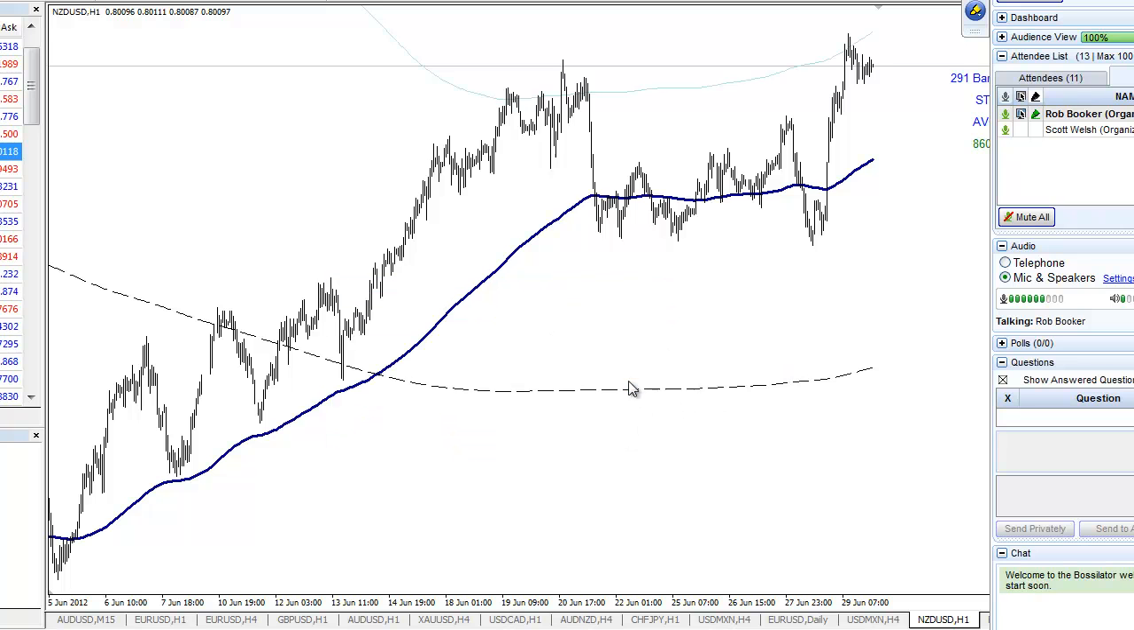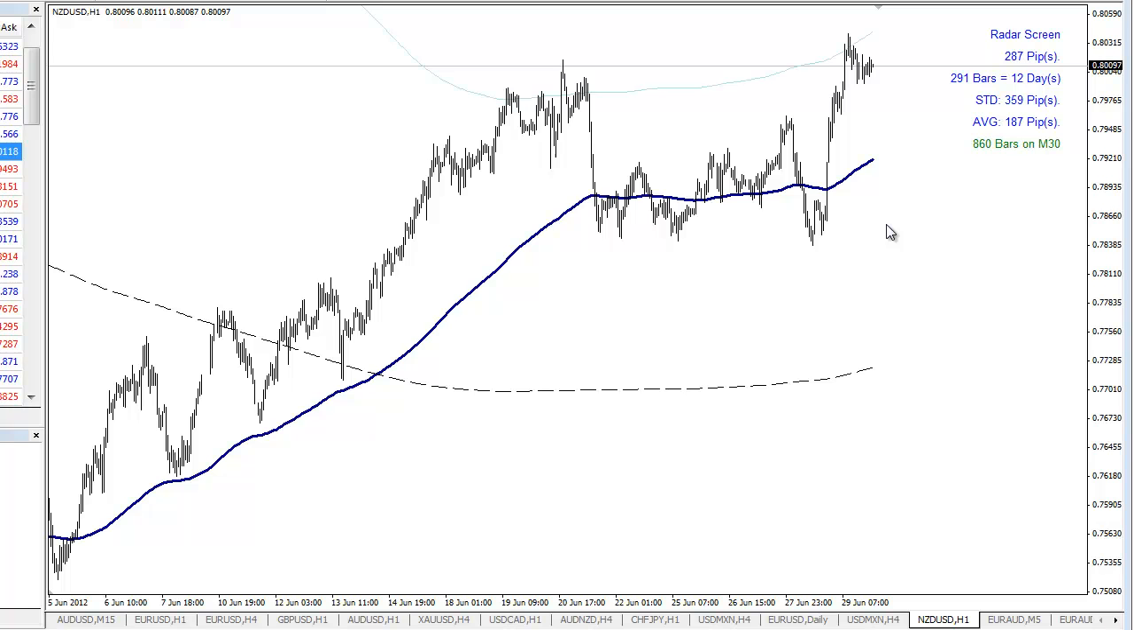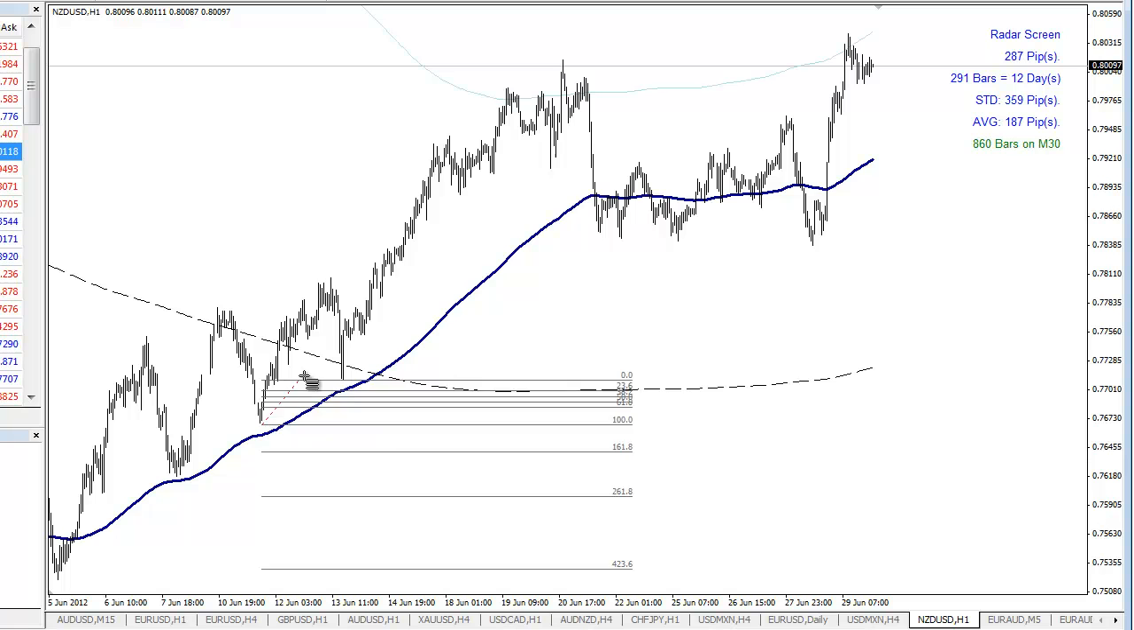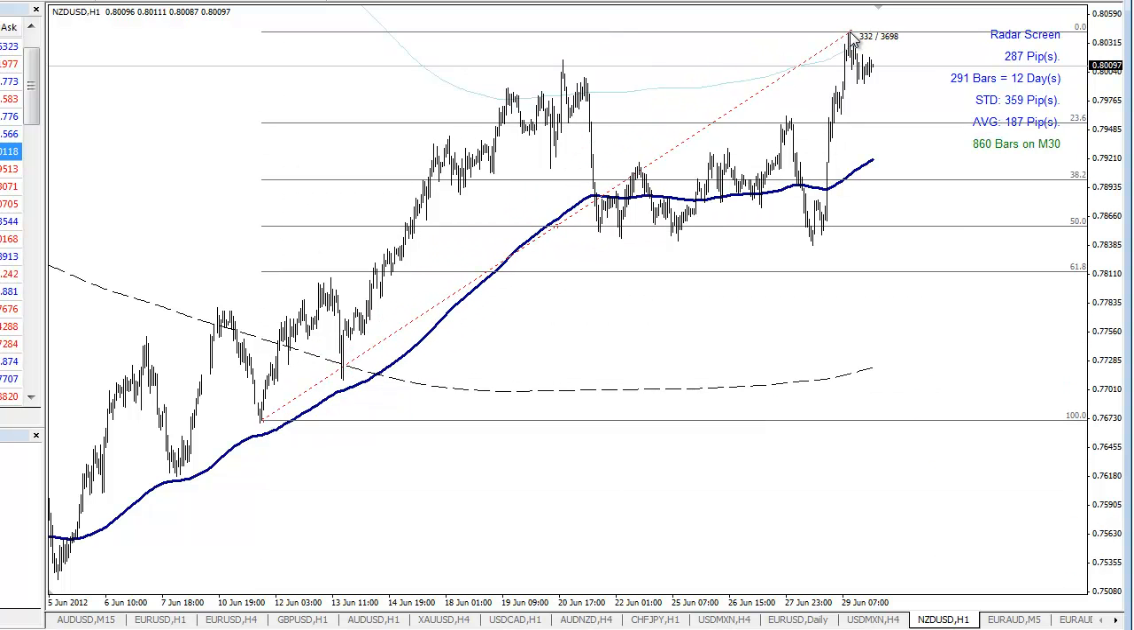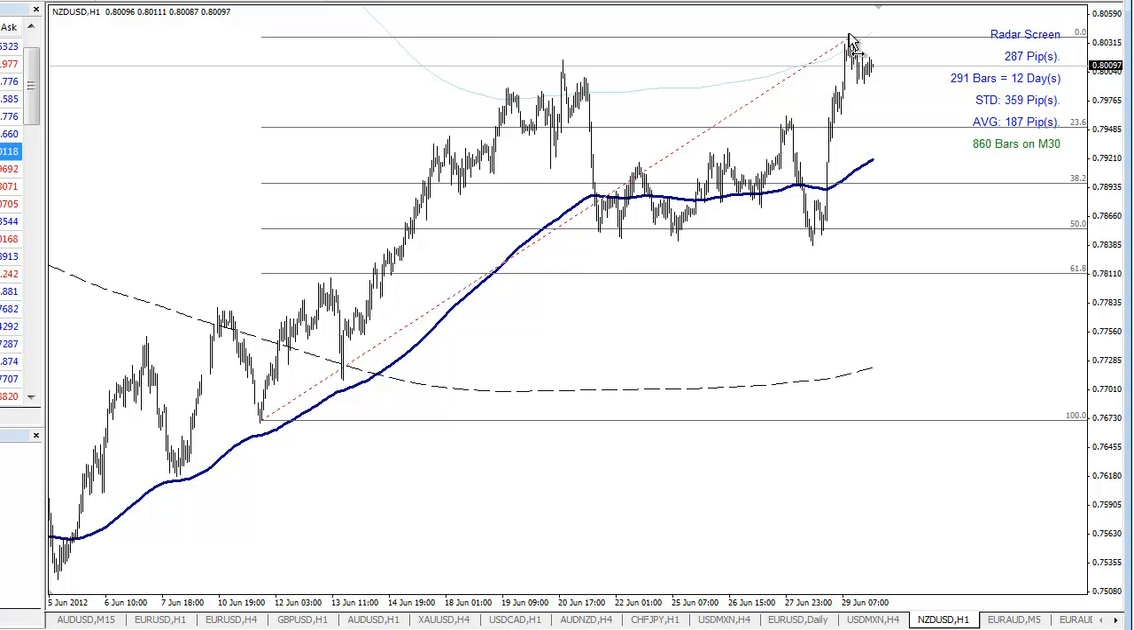Showing you my screen now, and this is a look at the final Bossilator trade of the week. I don't like it as much as the ones we looked at earlier in the program. I really liked that Australian dollar Japanese yen trade, so that's the one we'll focus on. I like this New Zealand dollar US dollar, but I don't like it as much. Once again, I've said that already.